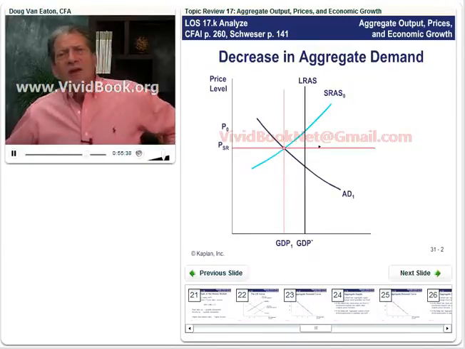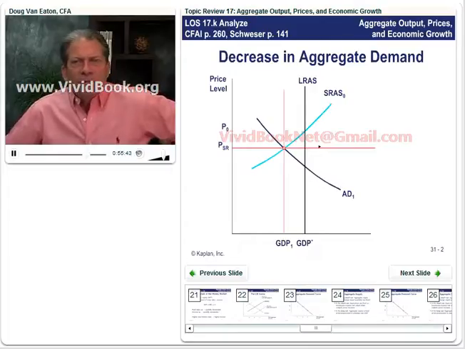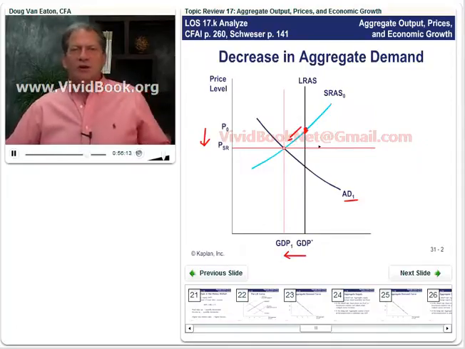What happens if aggregate demand decreases? Well, remember the story of the classical economists is whatever the reason for this decrease in aggregate demand, this puts downward pressure on prices. So initially our move from here to here decreases the price level in the short run and decreases GDP in the short run. And now we're going to get a similar effect in the long run.